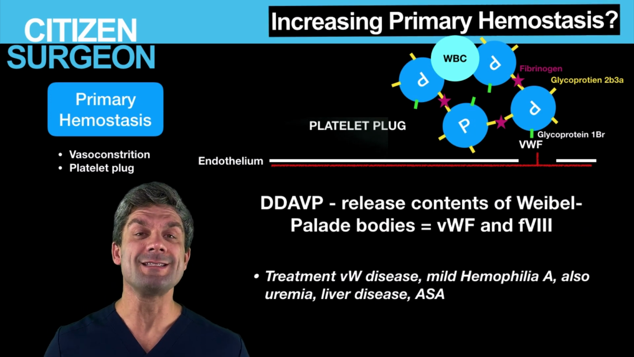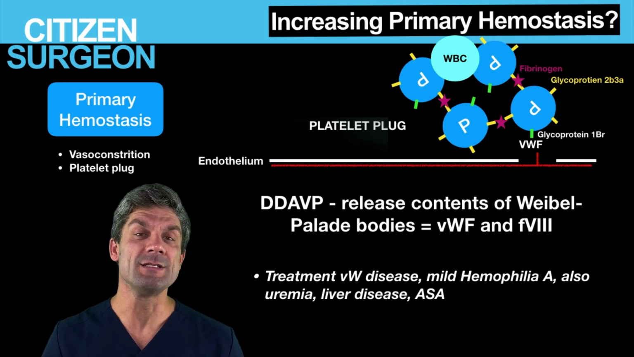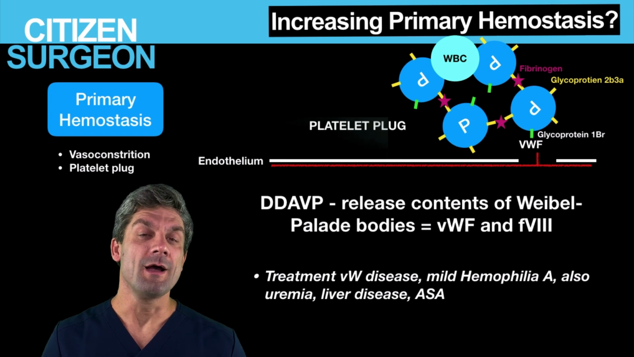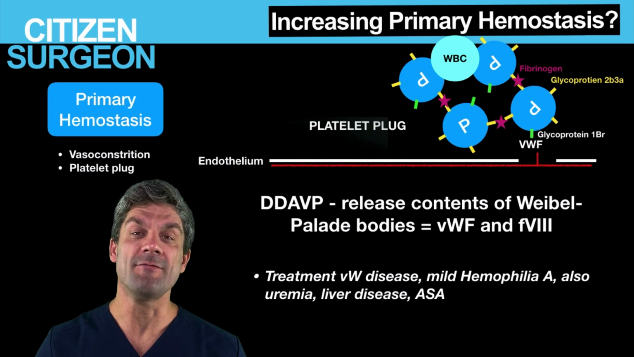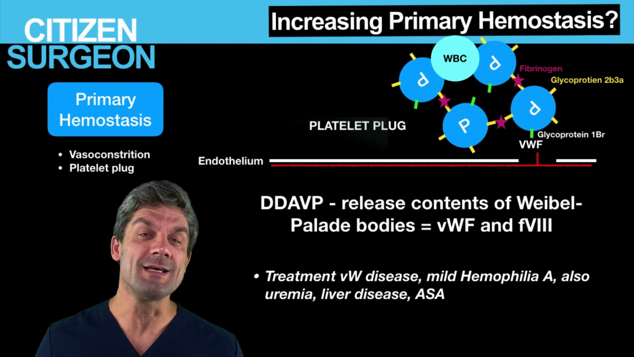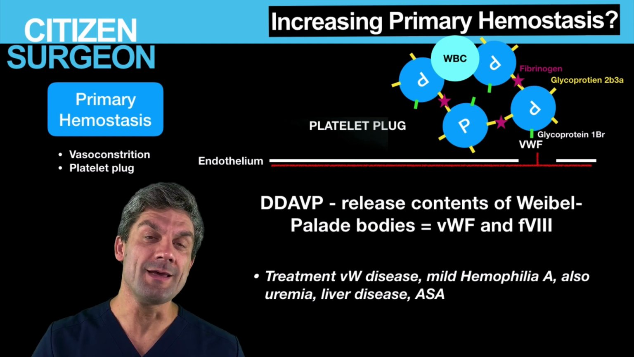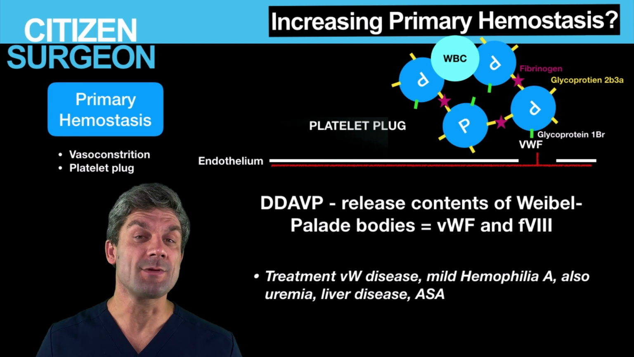Now, while we're talking about drugs, is it possible to increase platelet aggregation? Well, one of the ways we can do this is through DDAVP or arginine vasopressin. What does DDAVP do? This is a great multiple choice question. This releases those Weibel-Palade bodies in the endothelium, and they have von Willebrand factor and factor VIII, and so they will increase primary hemostasis. We use this in liver disease, uremia, von Willebrand's disease, mild hemophilia A, and in patients who are having bleeding from aspirin. So this makes some clotting factors available to increase primary hemostasis.